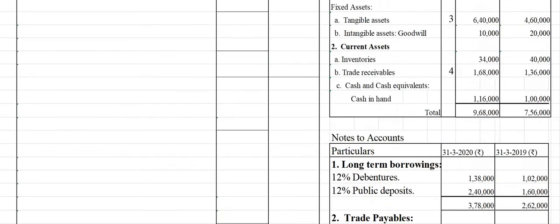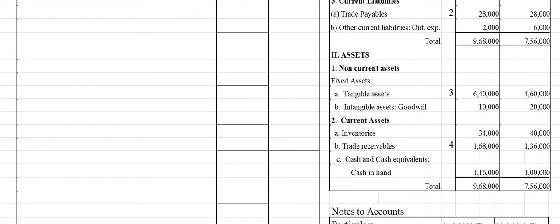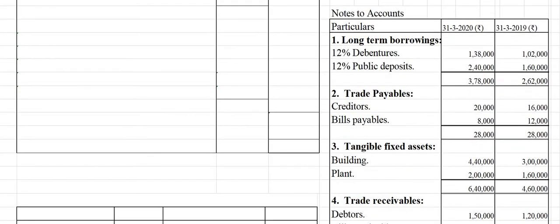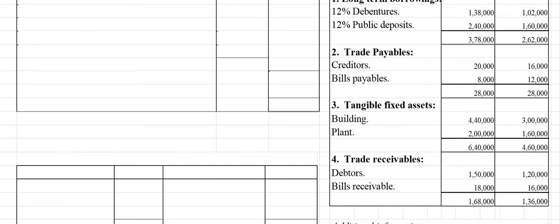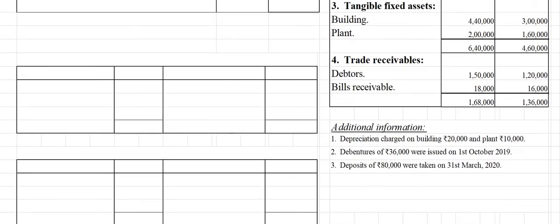And note number 3, fixed assets. Note number 3 includes fixed assets of building and plant. And note number 4, trade receivables, include debtors and bills receivable. Okay. Now in the adjustment it is given that depreciation. Depreciation we know that it is a non-operating expense. So we have to see what is the depreciation charged to machine and building and plant.